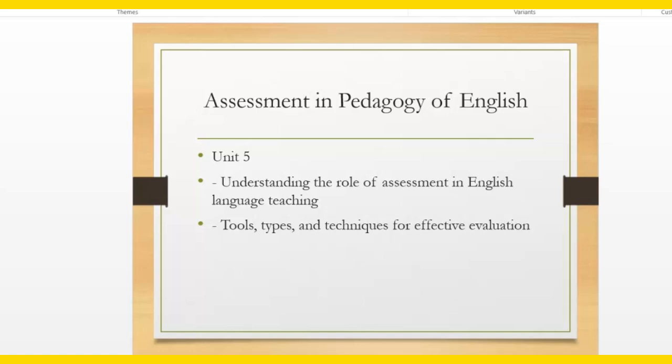Today we're going to look into the last unit of our first playlist, Pedagogy of English 2. This is Pedagogy of English part 2, fifth unit and the last unit. It is all about assessment in Pedagogy of English. Here we're going to understand the role of assessment in English language teaching, the tools, types and techniques for effective evaluation. So this is completely for teachers.